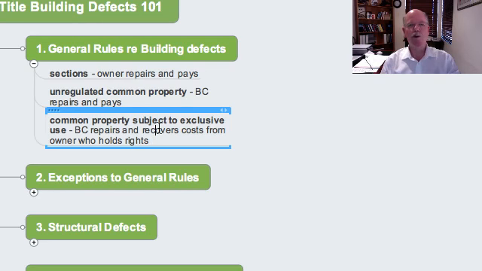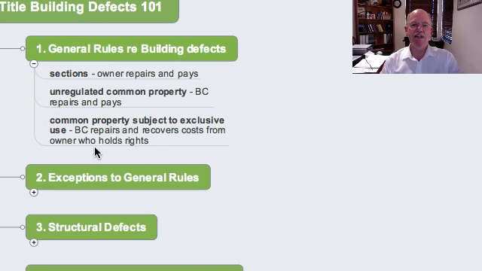As you know, in practice, quite often the body corporate will make arrangements with owners that they carry out their own repairs. So that means the body corporate doesn't have to repair the areas subject to exclusive use rights in certain schemes. But the fundamental legal obligation is on the body corporate.